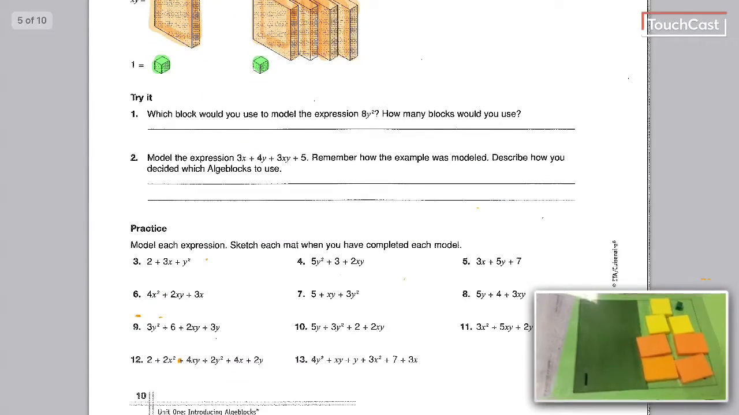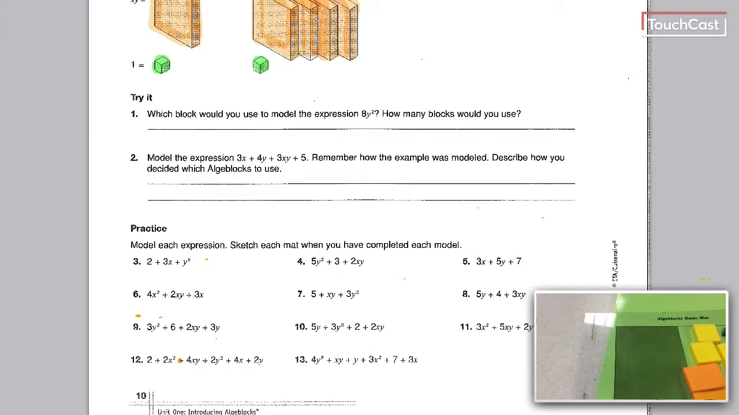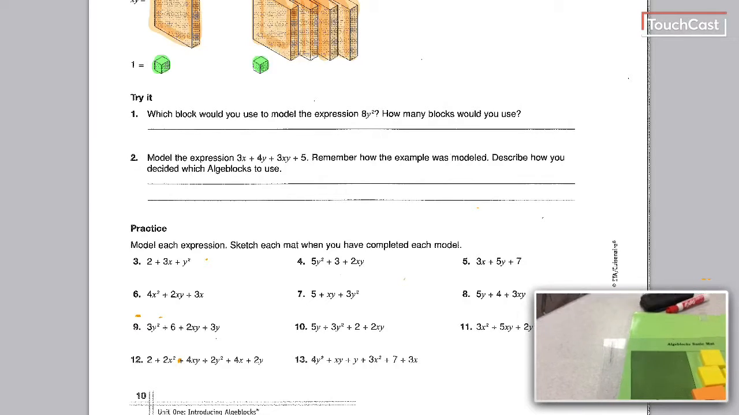Okay, number 1. Which block would you use to model the expression 8y squared? How many blocks would you use? Answer that question. Number 2, model the expression 3x plus 4y plus 3xy plus 5. Remember how the example was modeled. Describe how you decided which Algeblocks to use. You should insert a picture, okay? So I'm going to put picture.